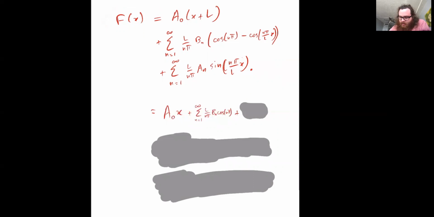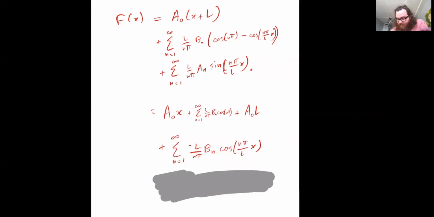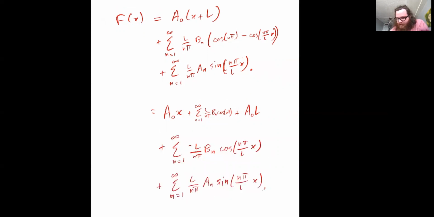So collect a sub 0 x as well as this constant piece there. This is going to be a polynomial. I mean, yeah, it is a polynomial. Likewise, we're going to collect this a sub 0 L. And then we're just going to have the cosine terms and the sine terms.